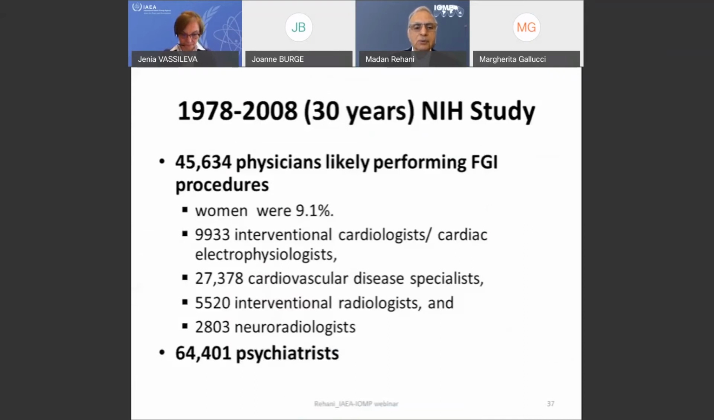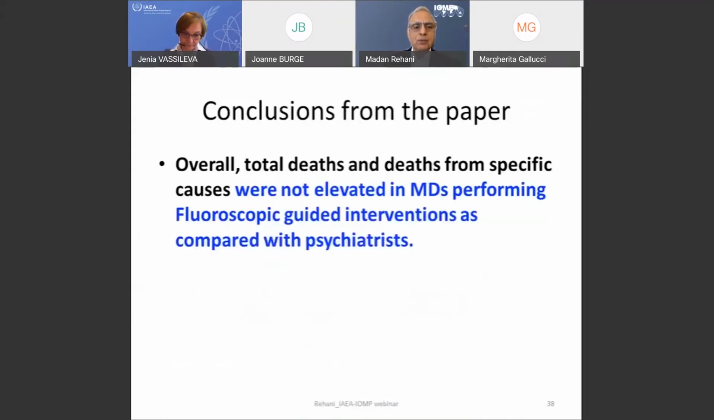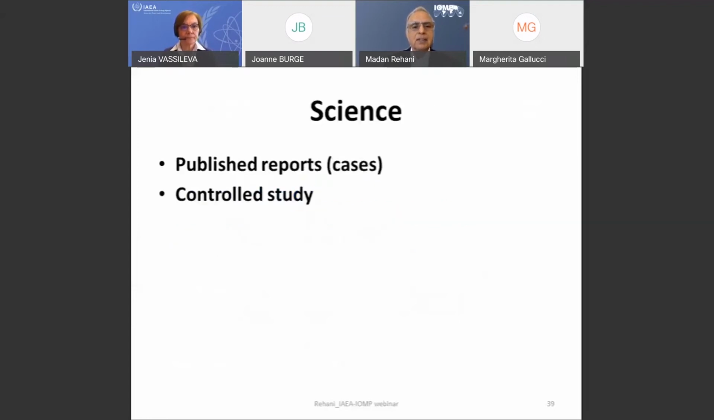This was the distribution of those, and they compared the results with more than 64,000 psychiatrists who have no reason to be using fluoroscopy. That is a fairly large study, and the conclusion was that they did not find elevated cancer deaths from the cancers in MDs performing fluoroscopy guided intervention as compared to psychiatrists. So that is where we need to learn from.